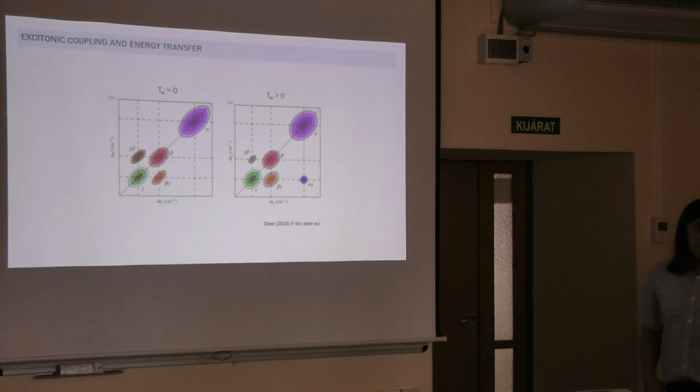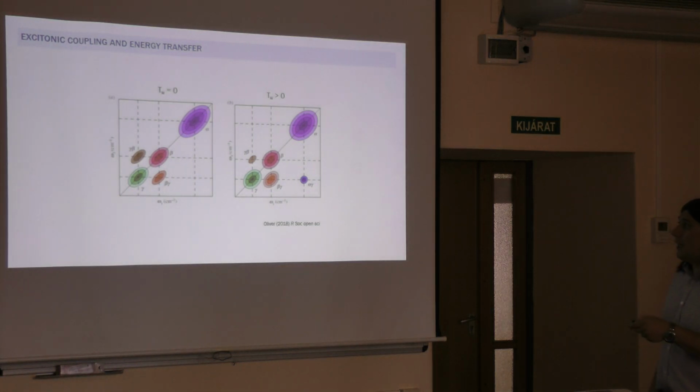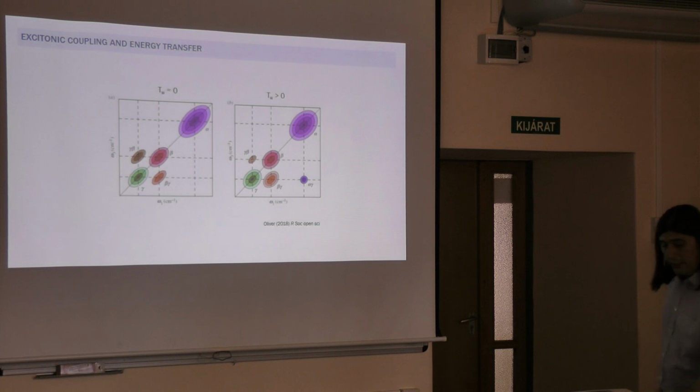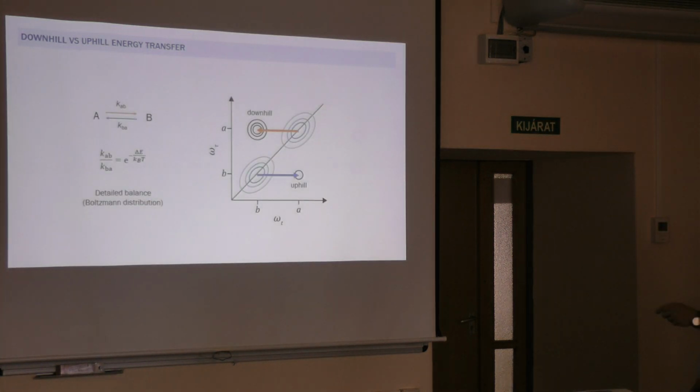And in a realistic system, you have everything together. You may have excitonic states, and these you can see at very early times or 0 time as cross peaks. And as you go later with the waiting time, the time between the pump and the probe, then you can get energy transfer cross peaks. All right. And also you can separate downhill and uphill.